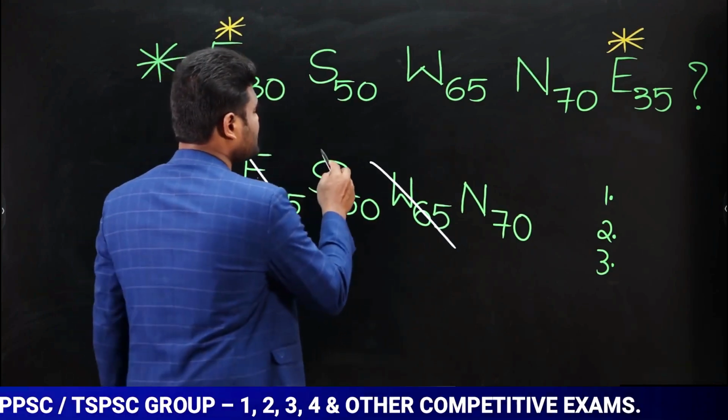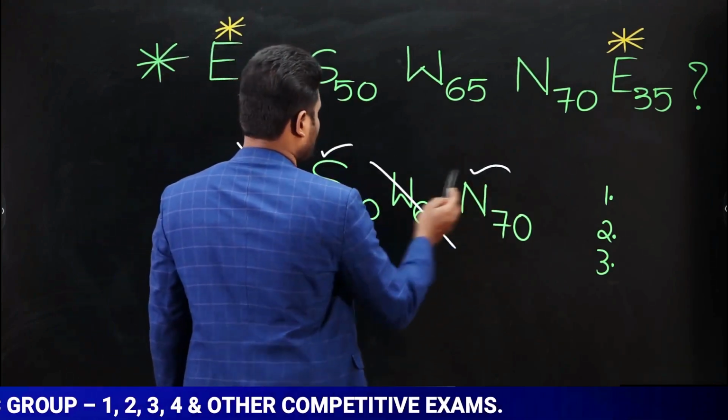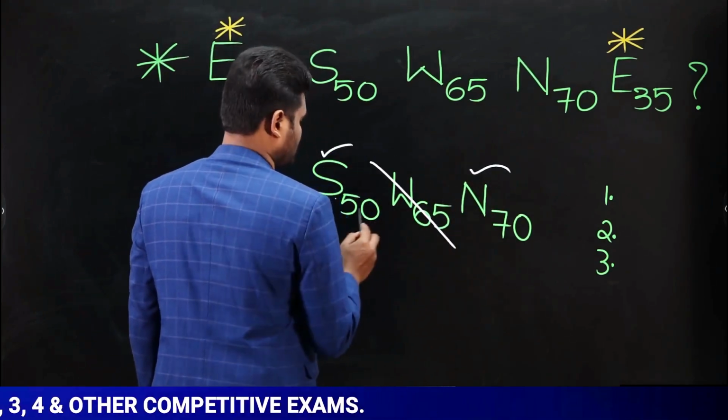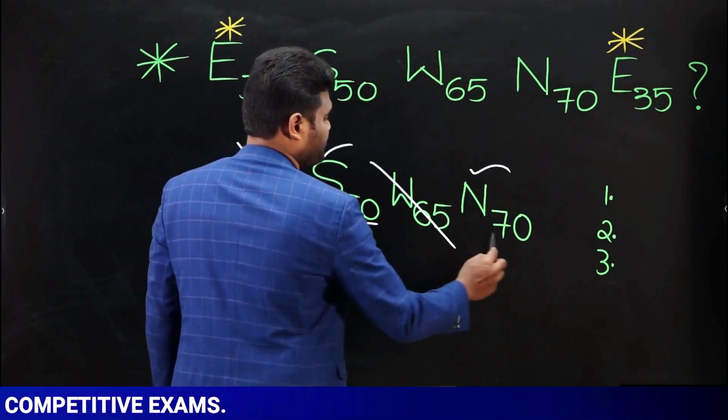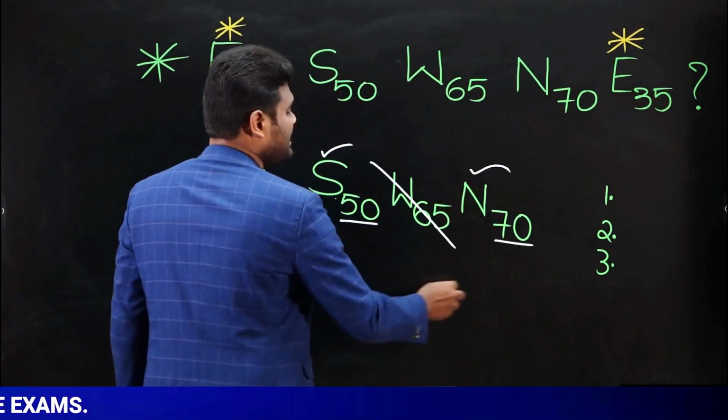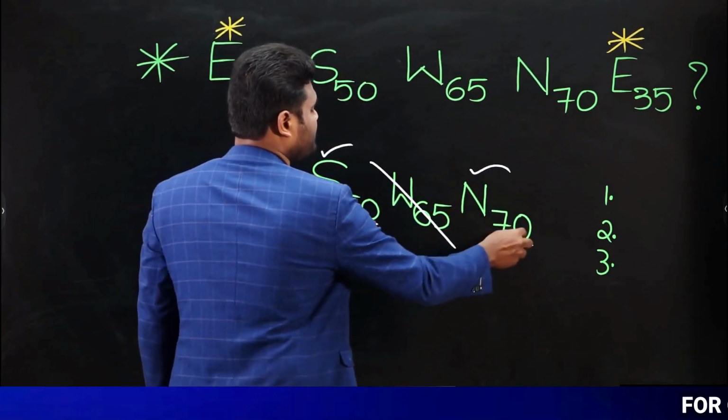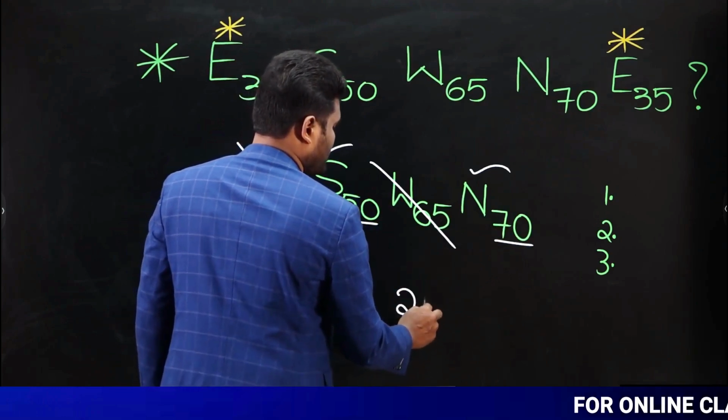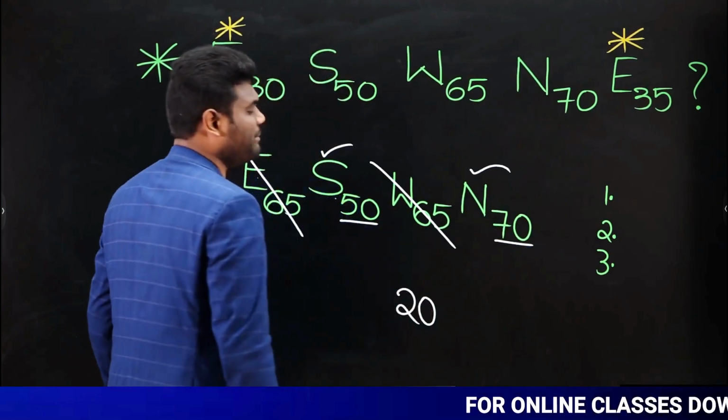Now if you observe, this is south. This is north. South opposite is north. South is 50. North is 70. Now what is the difference between these two? The difference between these two is nothing but 20. So the distance is 20 meters.